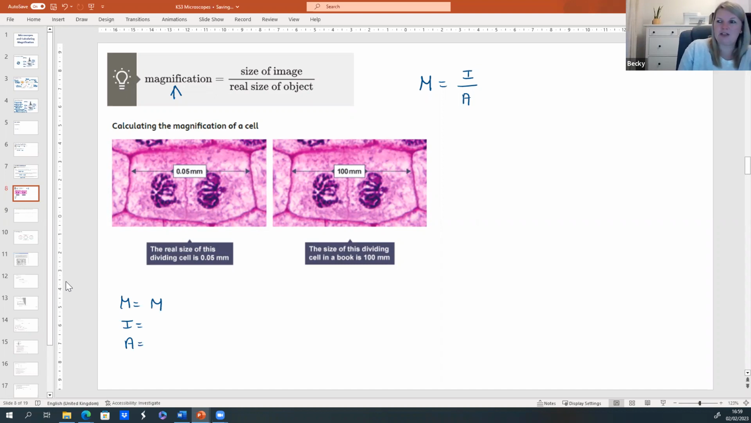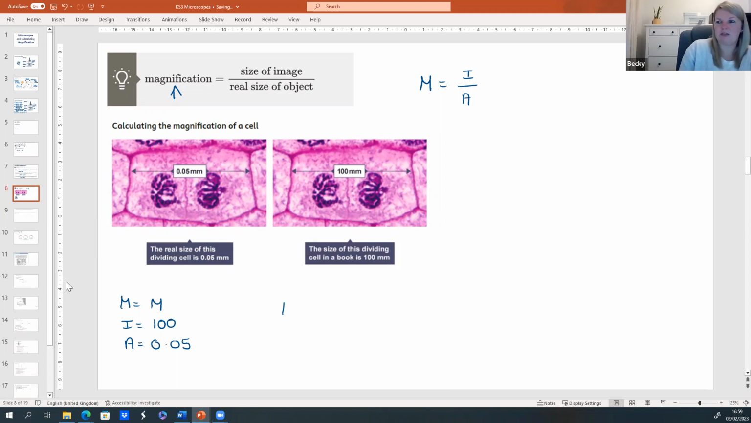Do I know the image size? Okay, now I've got to be careful and read which one it is. This is the real size, the size of the cell dividing in the book. So the image is the one from the book. So that is 100 millimeters. The actual, the real size is 0.05. And then I'll just substitute it into my equation.